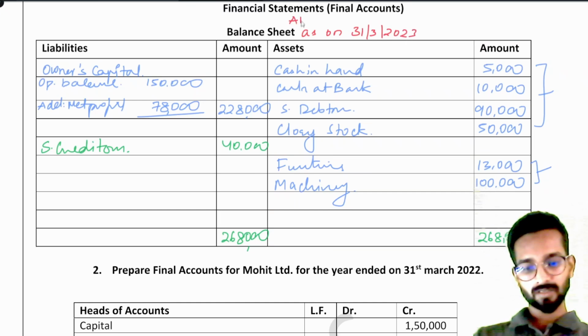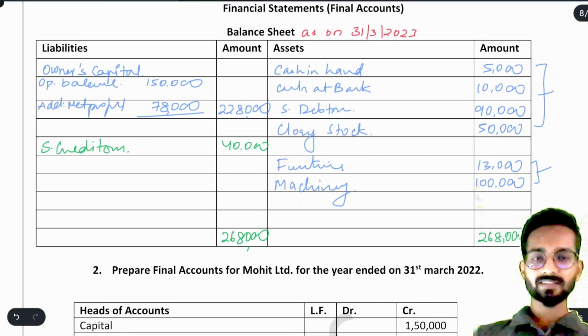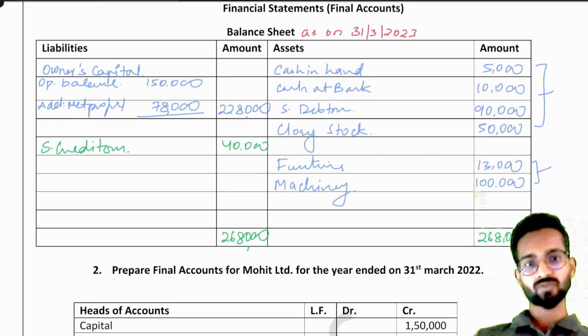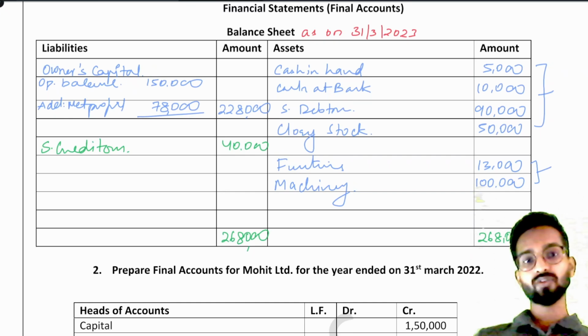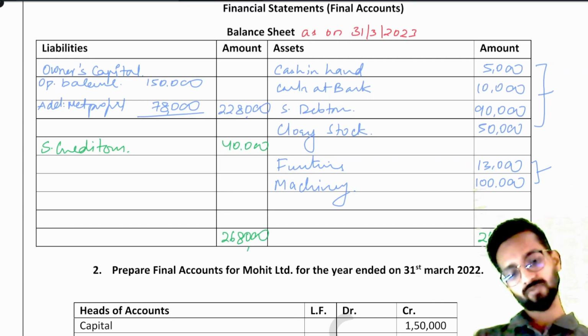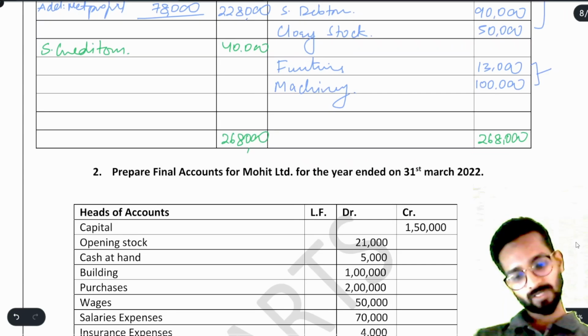Now the details: balance sheet as on 31st March 2023. You can write Arts Limited here, or in the question they have given Dipesh Limited, so you can write Dipesh Limited also. These things will get you more marks. If the checker finds any mistake, he can still ignore it if the presentation is that good. So please focus on these things. This is your total, 2,68,000.